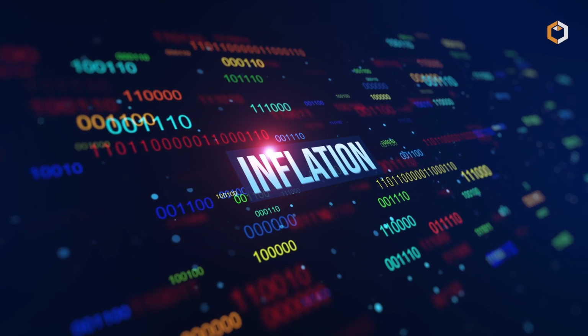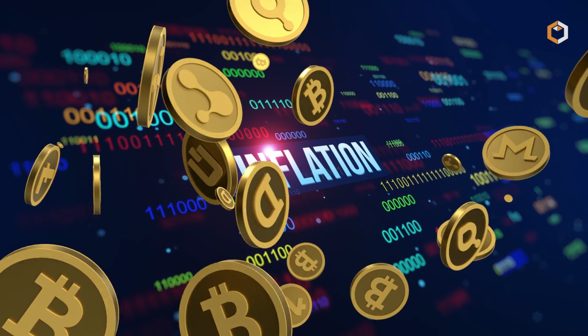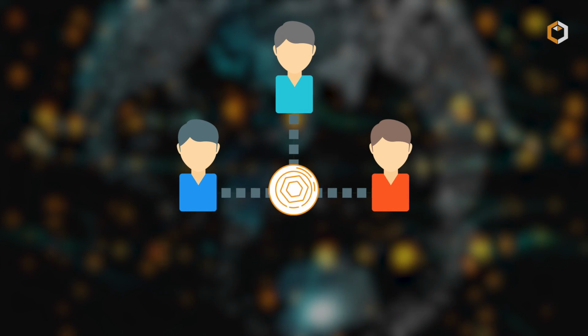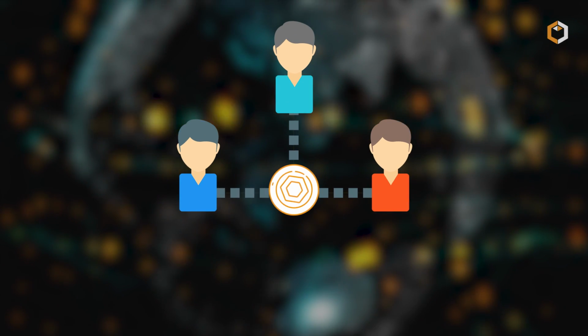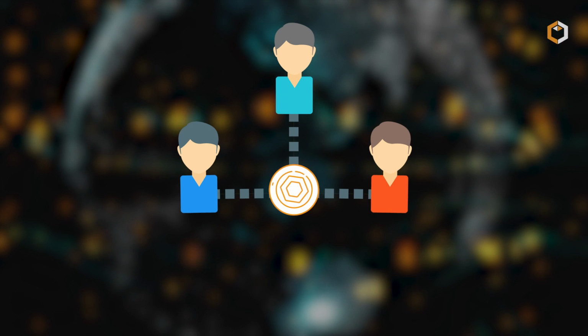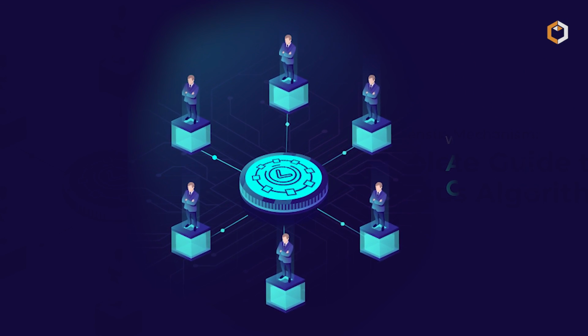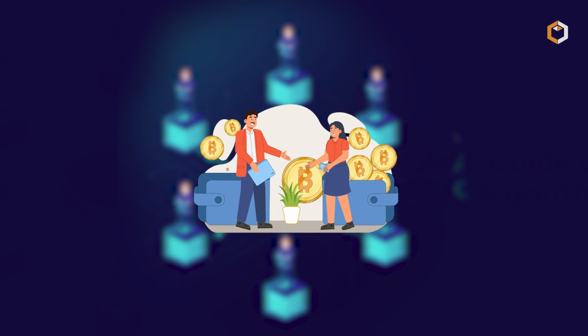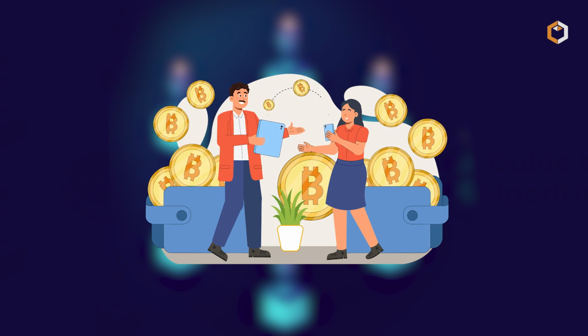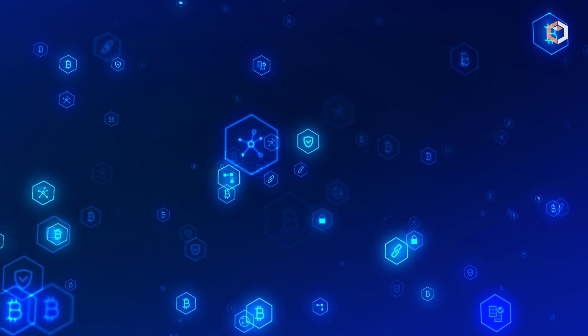So, how does an inflationary cryptocurrency work? Inflationary cryptocurrencies distribute newly minted coins to network participants utilizing dedicated consensus mechanisms, such as proof of work and proof of stake, through which new coins can either be mined into existence or distributed to network validators.